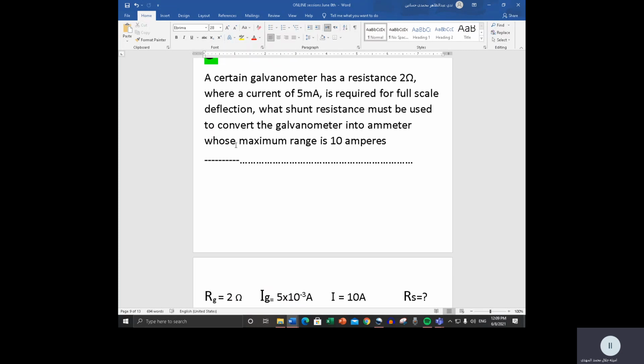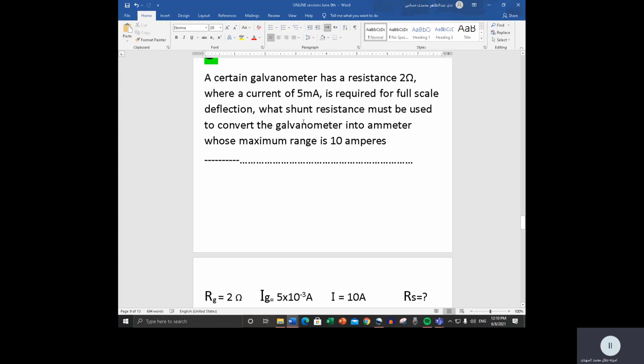Whose maximum range is 10 ampere. He gives me now the maximum current, 10 ampere, all right? So let's now extract the information. The first piece of information I have is RG, which is the resistance of the galvanometer, 2 ohm.